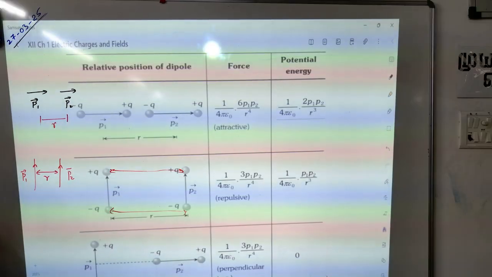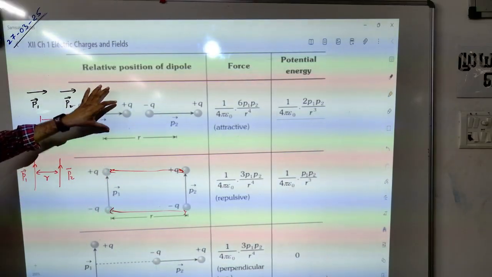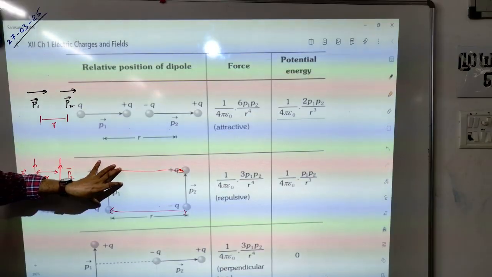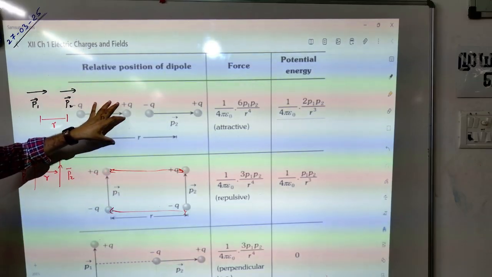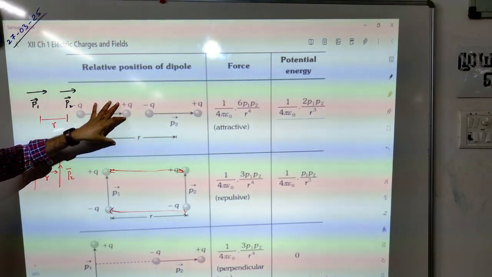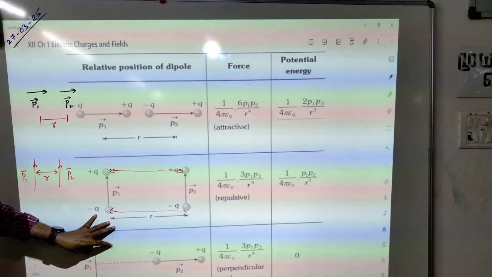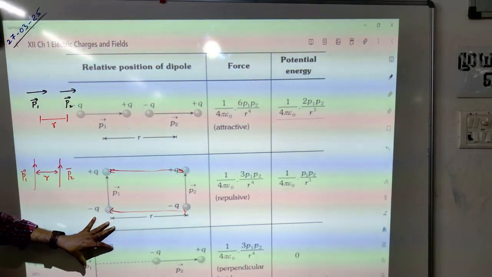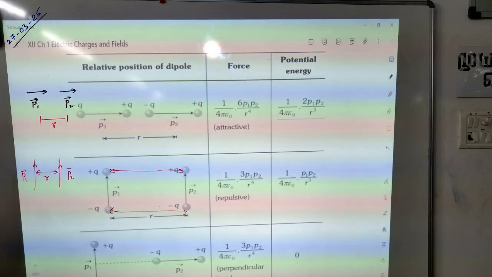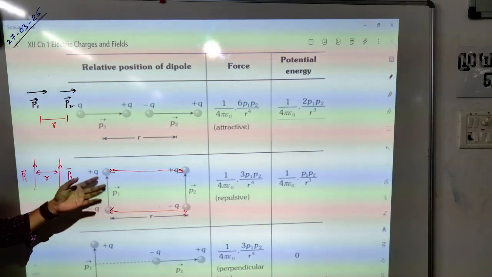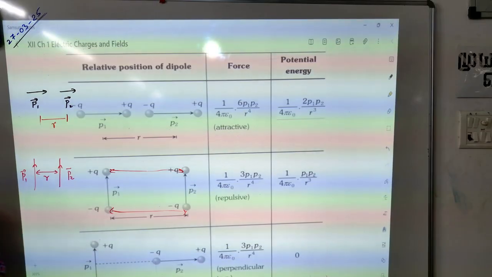That is the direction of the dipole moment. In the first case and second case, they are parallel to each other, whereas in the first case, they are coaxial. In the second case, they are only collinear. Got it? Actually, they are coplanar, technically.